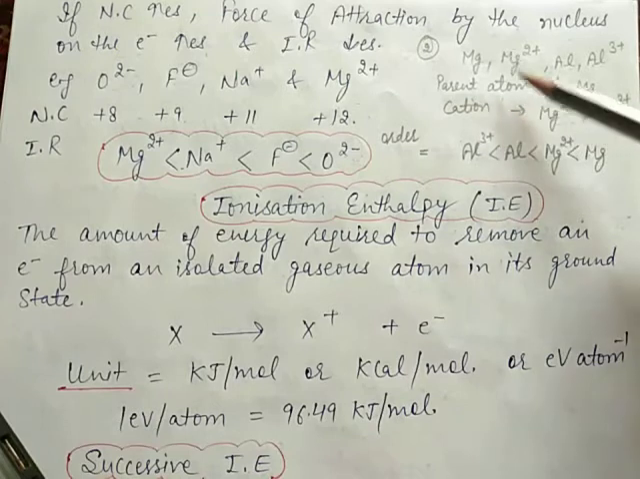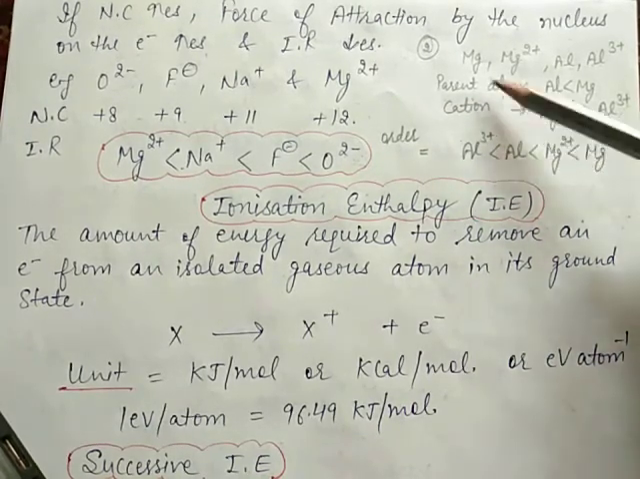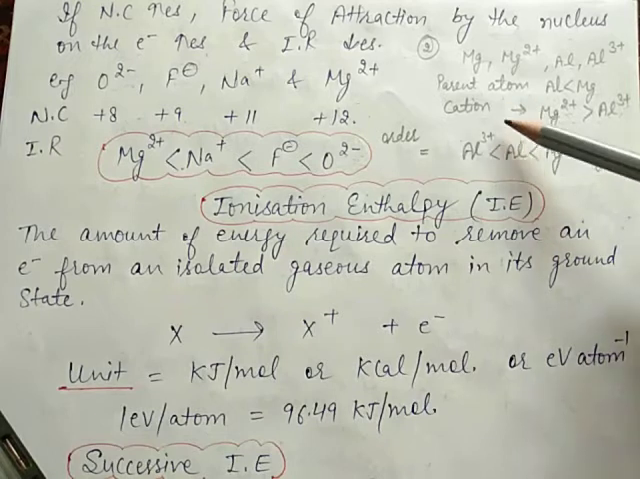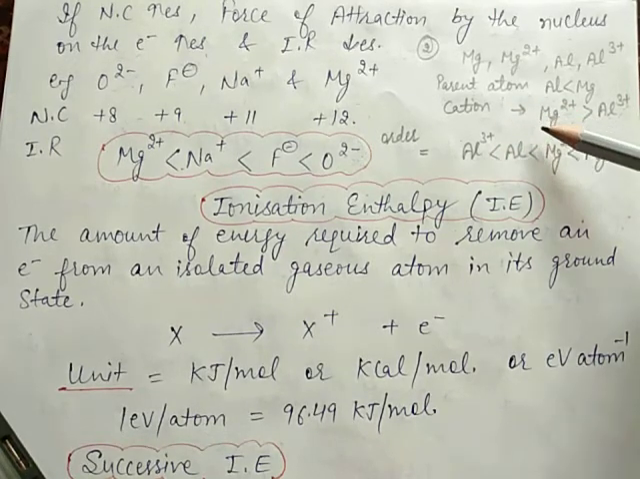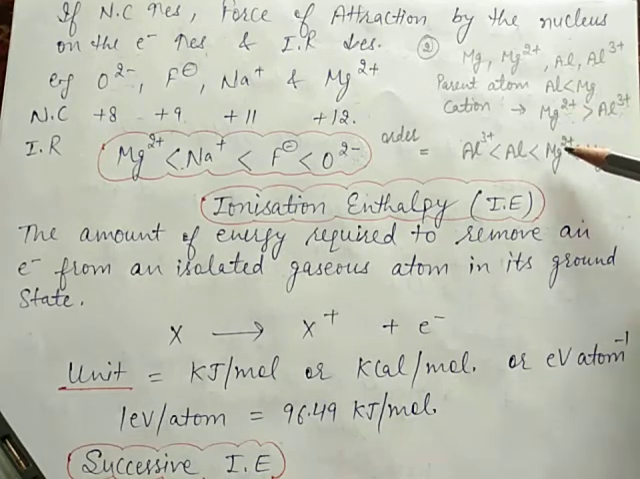So these are the questions related to atomic and ionic radii. According to this we can easily find out which size is greater or larger.